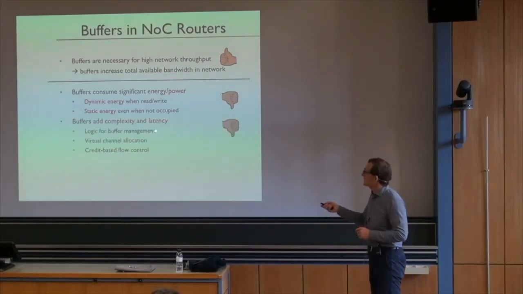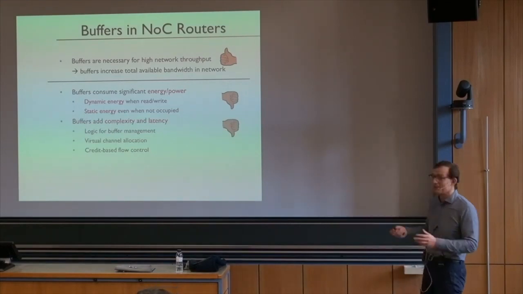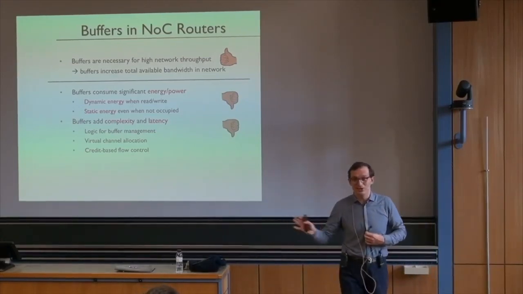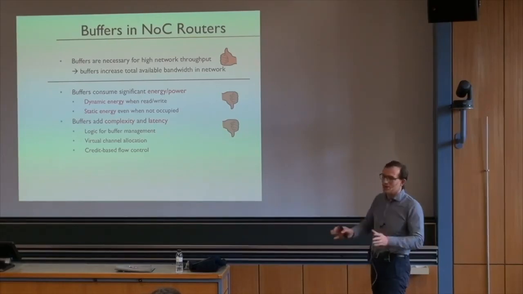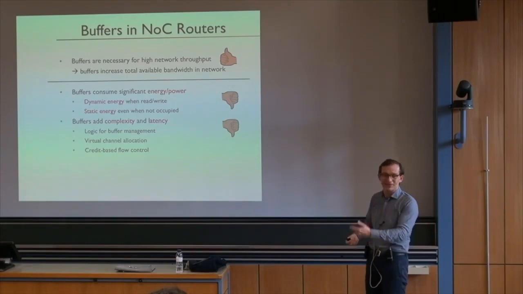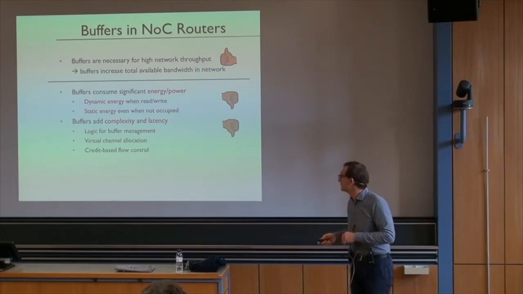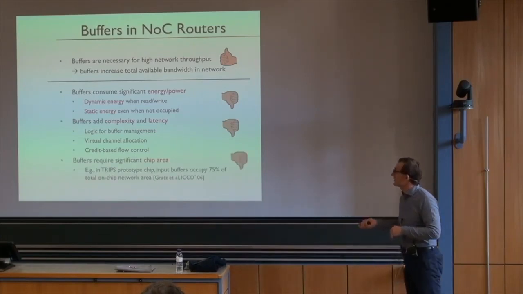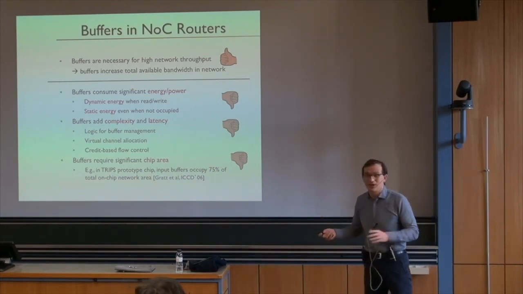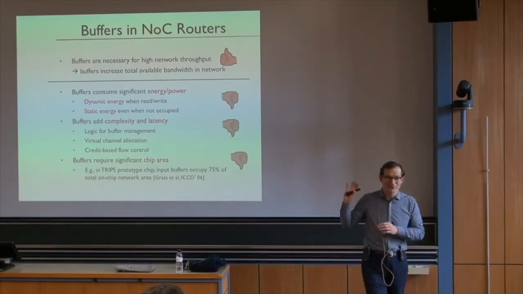Buffers also add complexity and latency because you need logic for buffer management, and we've seen that: virtual channel allocation, credit-based flow control, and this actually complicates the network quite a bit. A lot of the complications that we've discussed are because of buffering. Certainly routing itself has complication, but buffering adds significant flow control. You actually need a back network to handle these credits, ACK-NACKs, or on-off control, right? And also they require significant chip area. There are a bunch of prototypes that show that the buffers occupy a significant fraction of the total on-chip network area. 75% is probably a very high number. Maybe these were not very optimized.